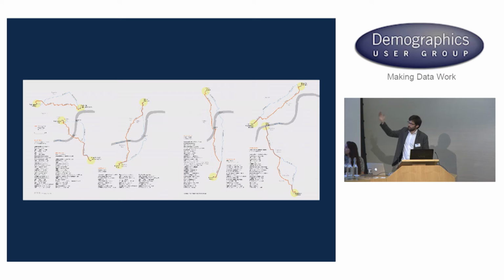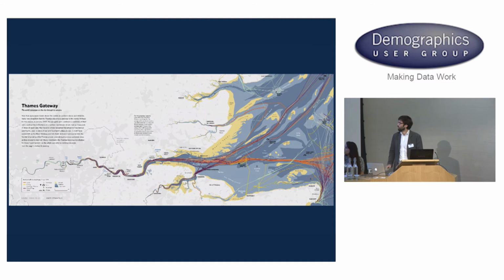So this is a story that I think will run and run and run because there's always this tension between black cabs versus Uber. This graphic combines both. This is millions and millions of data points collected from real-time locations of shipping in the Thames estuary.